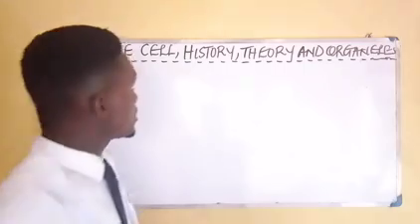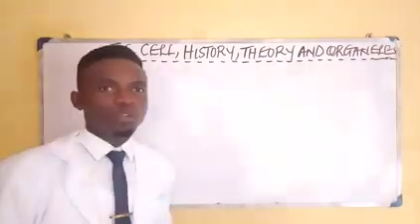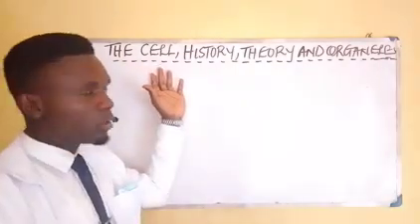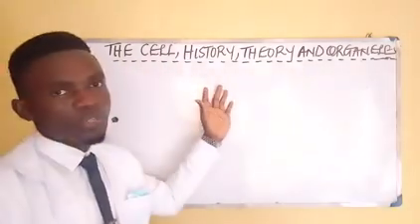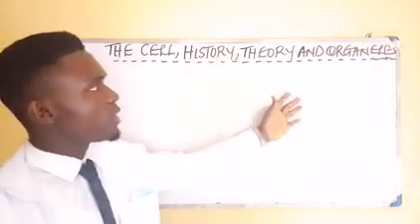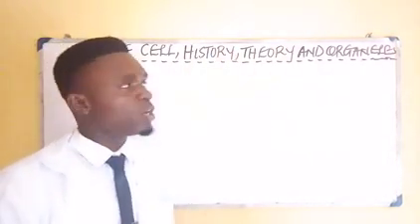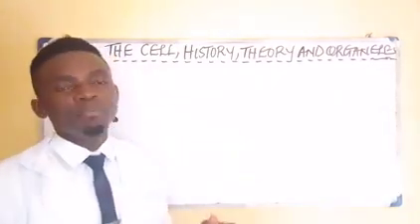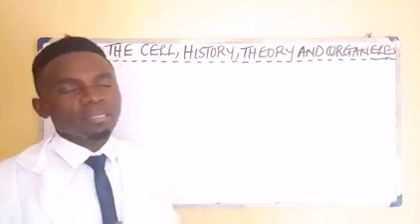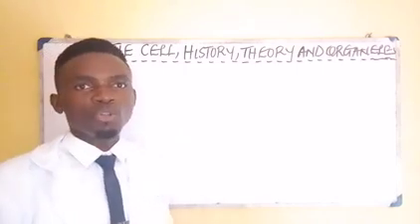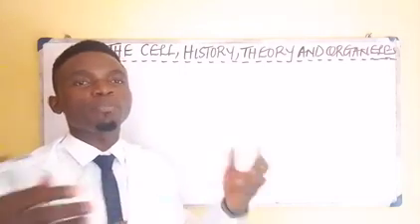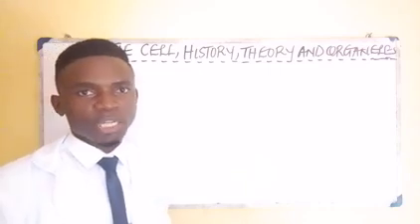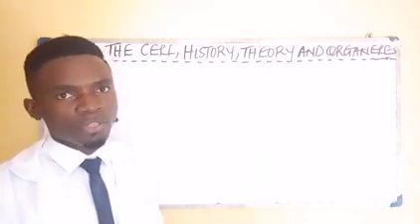So we are discussing a very important topic in the world of biology, and the topic is the cell. Under the cell, we have the history of the cell, the theory of the cell, and the organelles of the cell. We are not stopping there. We are also going to look at the differences between the plant cell and the animal cell. From there, we look at the properties of the cell. We'll be discussing excretion, respiration, as the case may be, and metabolism.